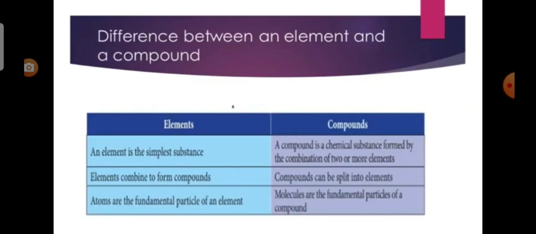Now we see the difference between elements and compounds. An element is a simple substance, but a compound is a chemical substance formed by the combination of two or more elements. Elements combine to form compounds, but compounds can be split into elements. Atoms are the fundamental particles of an element, but molecules are the fundamental particles of a compound.